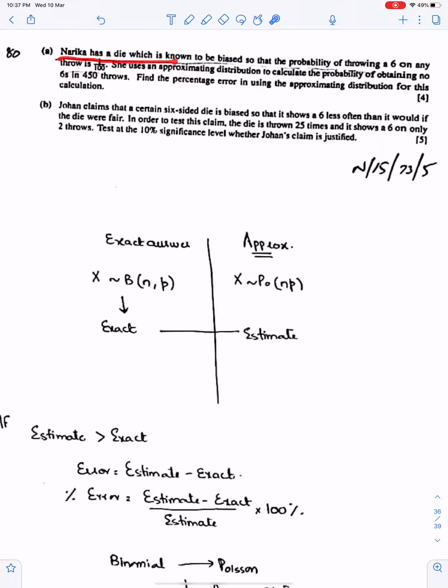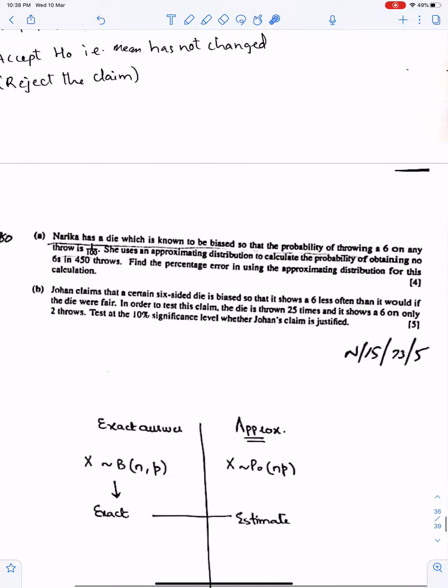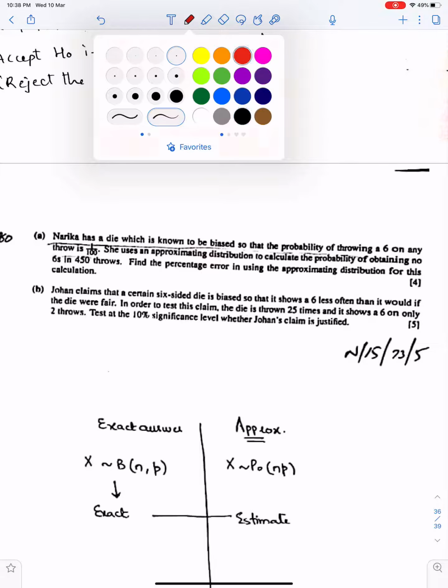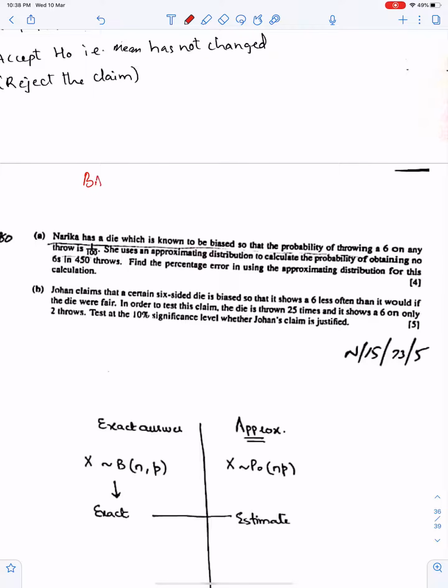Narika has a die which is known to be biased so that the probability of throwing a 6 on any throw is 1 upon 100. This is the binomial situation, this is the p of the binomial. She uses an approximating distribution, that means the Poisson distribution, because this question is of binomial to Poisson. And we do this when n is greater than 50 and p is less than 0.1.